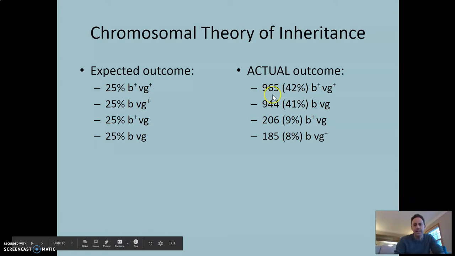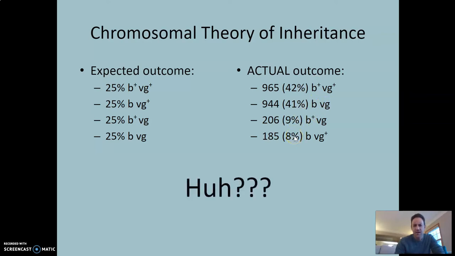Turns out we get 42% this genotype, 41% not. Huh? What the heck's going on? So we predicted this based on Mendel's laws, but we got something drastically different from that when this experiment is actually carried out. So clearly there's something going on that Mendel did not understand. So let's try and figure out what that is.